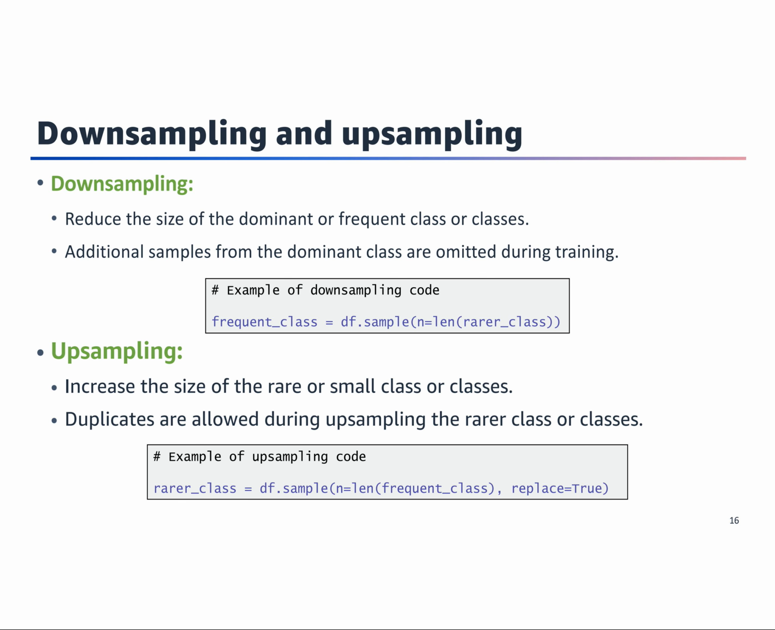Apart from changing performance metrics from accuracy to precision, recall, or F1 score, other ways to address class imbalance are related to balancing the dataset or the way ML learns from the dataset. Downsampling is one solution. This involves reducing the size of the dominant or frequent class or classes. This is done by omitting samples from the dominant class during training. Upsampling, in contrast, involves increasing the size of the rare class or classes. Duplicates are allowed, so that there are more instances of the smaller class.